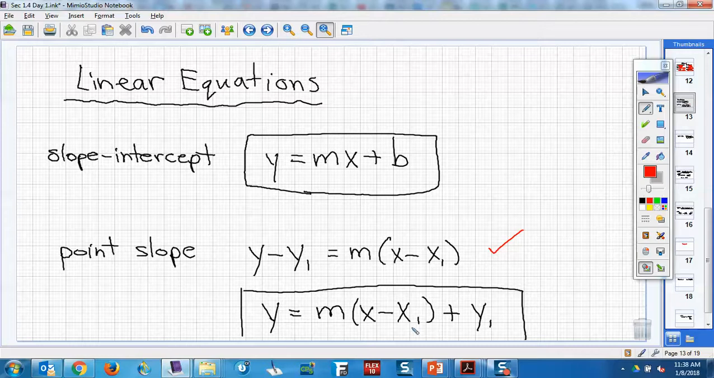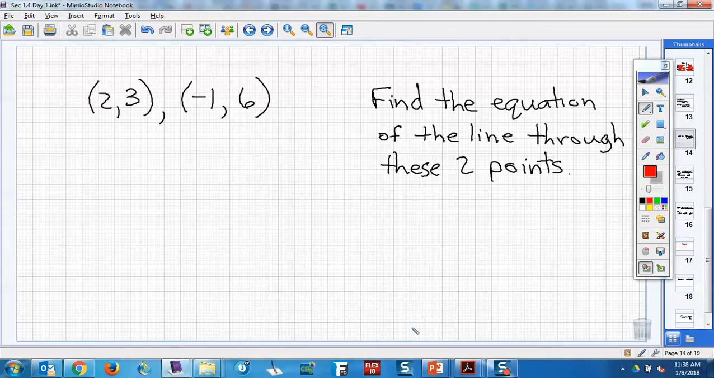So our book here uses this form when it talks about point slope form. Because, well, I'll just show you. Let's do a quick example. Okay, do that real quick. Find the equation of the line through these 2 points. Find the equation of the line that goes through those 2 points right there.